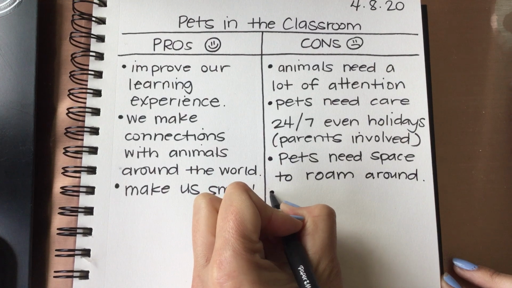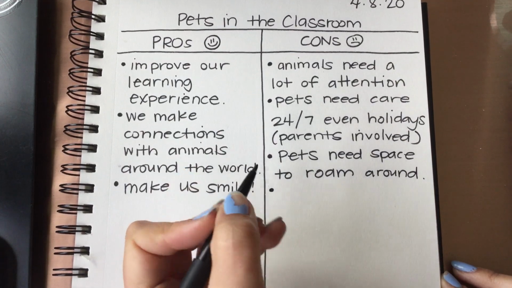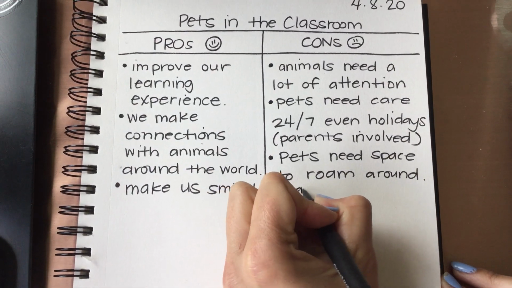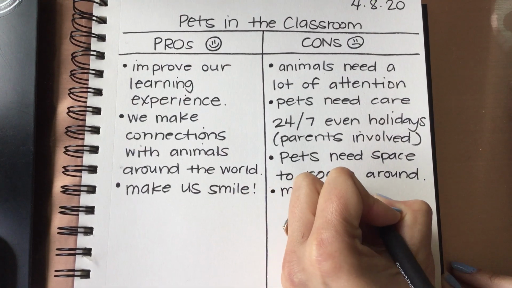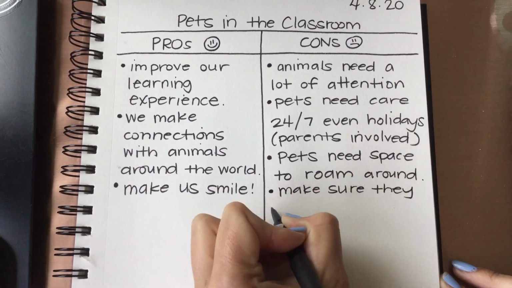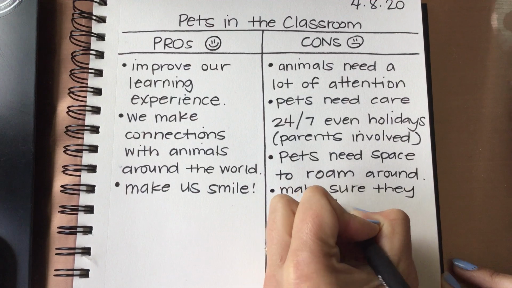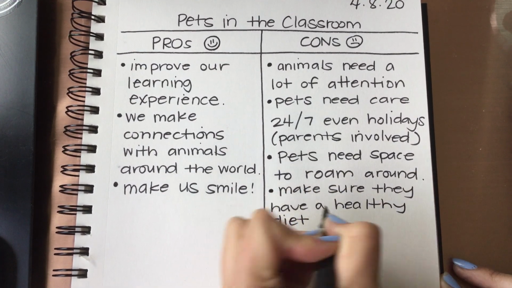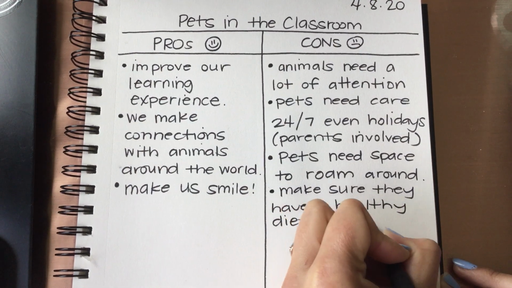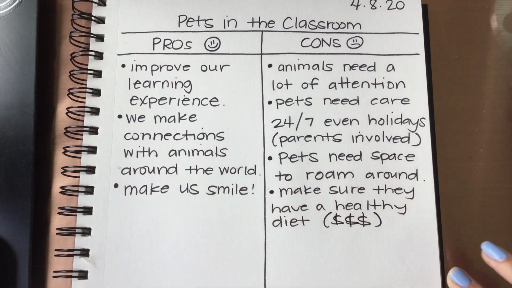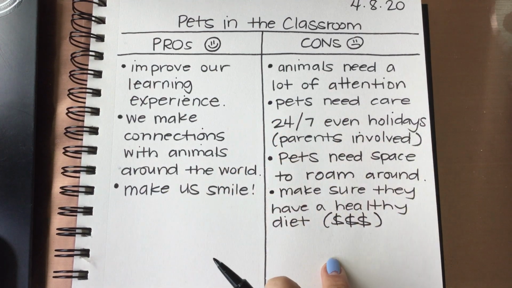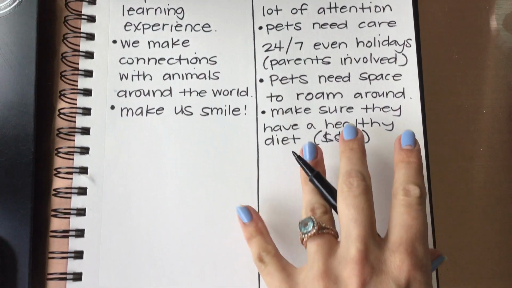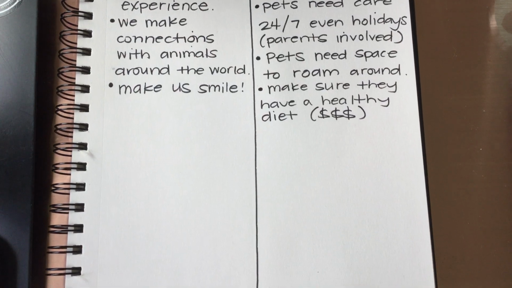And then one of the other ones that I definitely wanted to add is we need to make sure that they eat right, that they have a healthy diet. And that can cost money. So I'm putting in parentheses a lot of dollar signs, because that could cost a lot of money to have a pet in the classroom. Now, again, I gave you a few examples. I expect the rest of this page to be filled in with the cons.